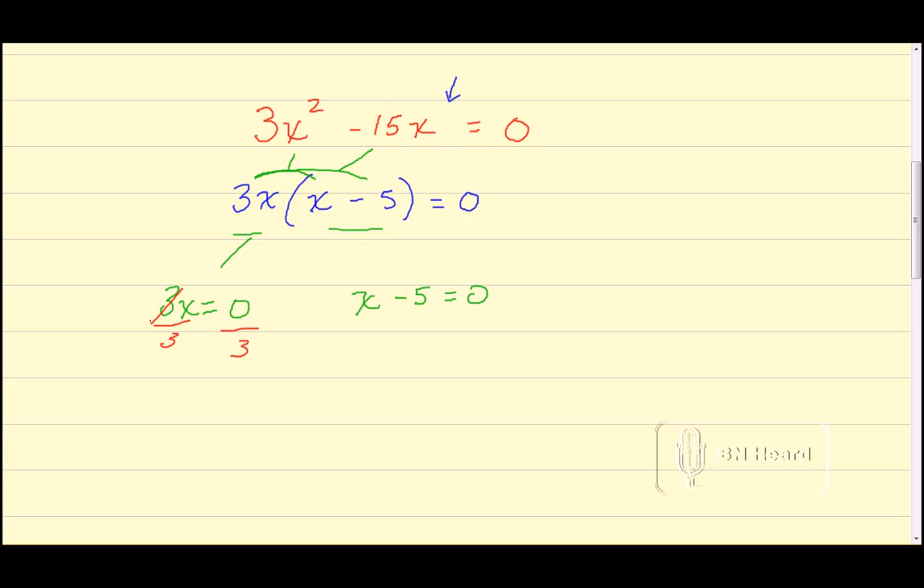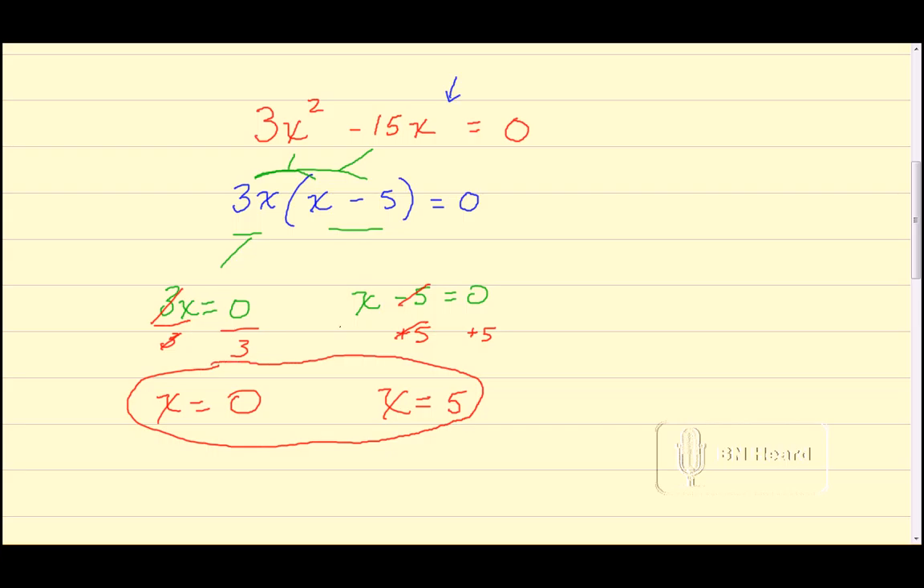And of course I get those 3's to cancel out, and 0 divided by 3 is 0, so I get x equals 0. Here I add 5 to each side. These cancel out, and I get x equals 5. I have two answers. X equals 0 and x equals 5. A couple of problems having to do with factoring.